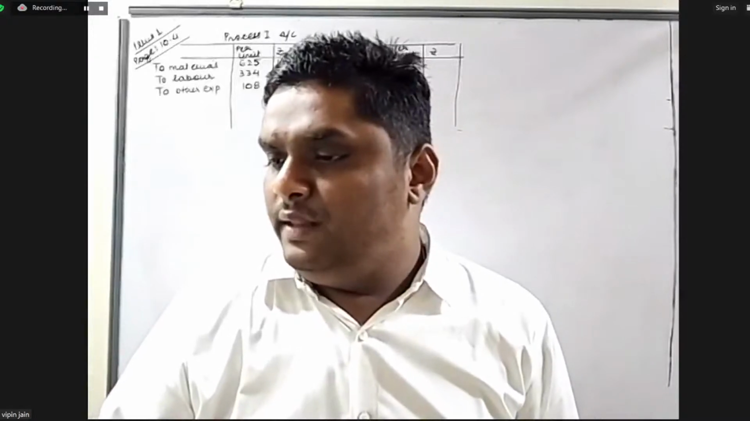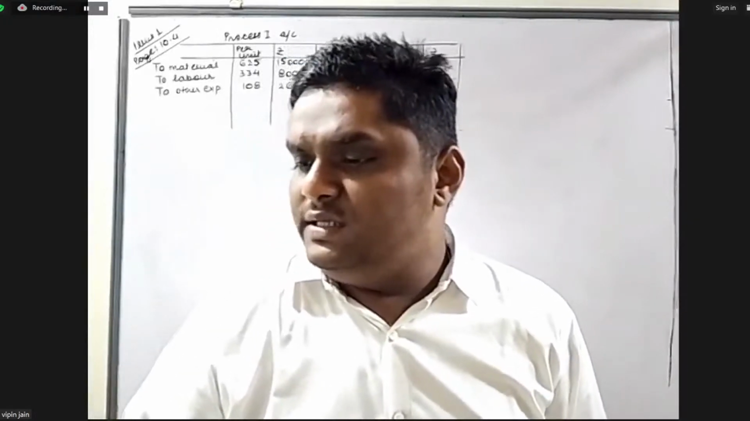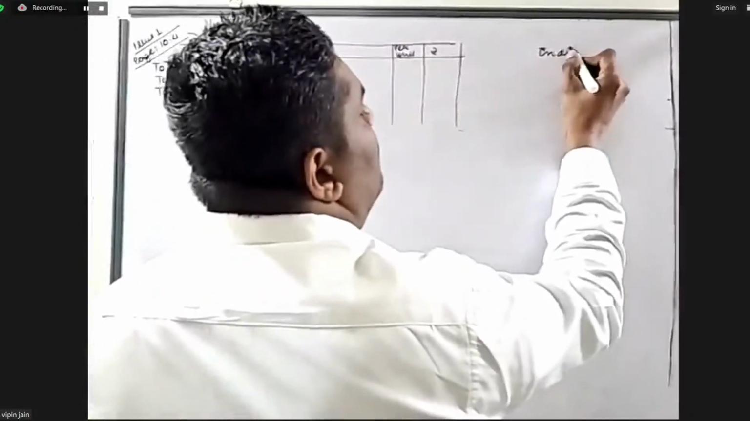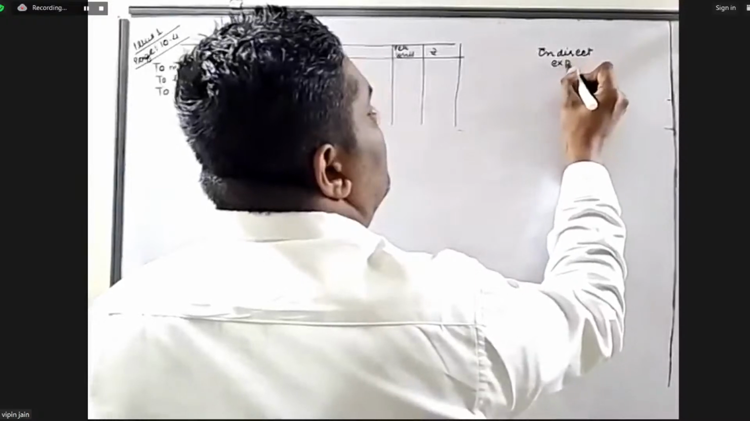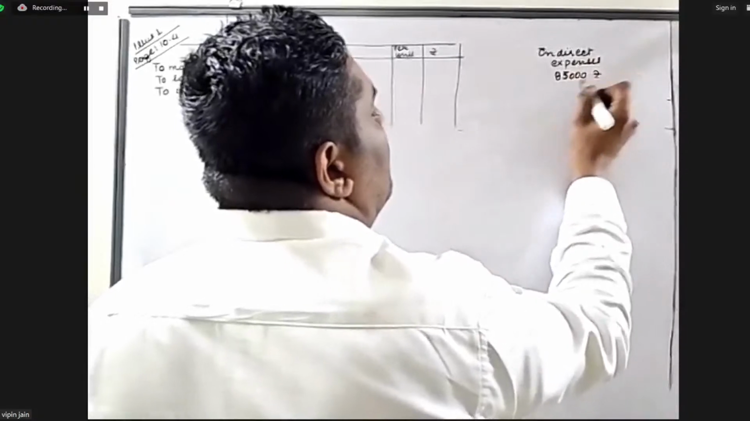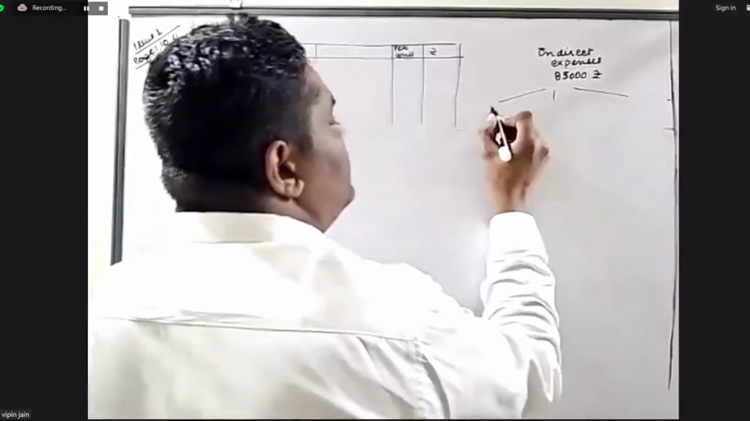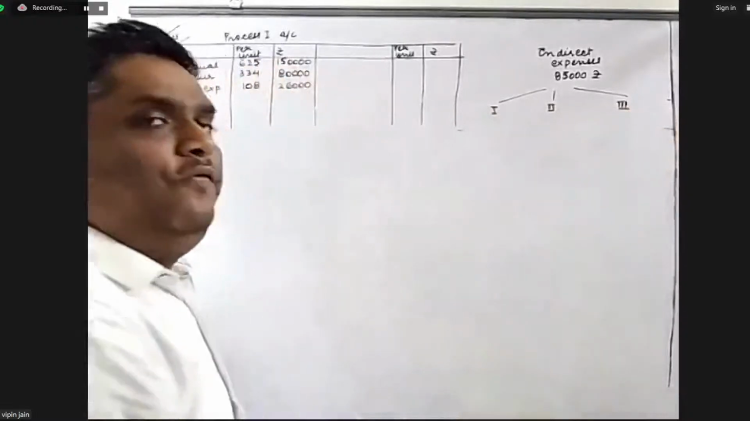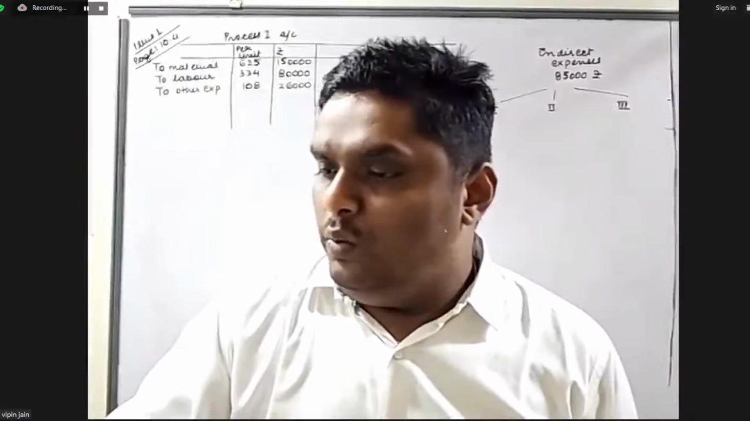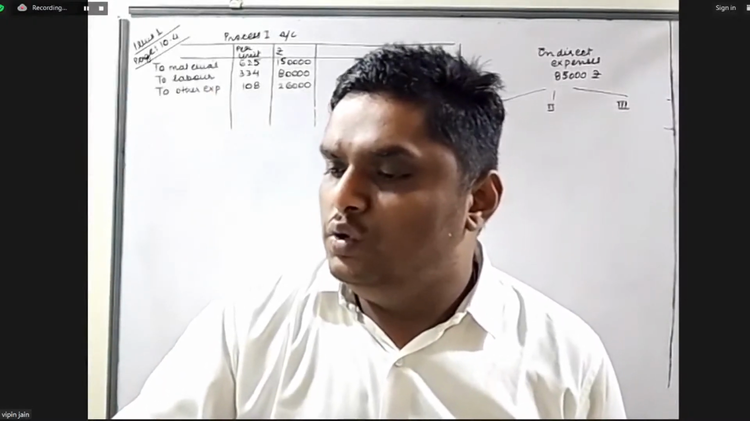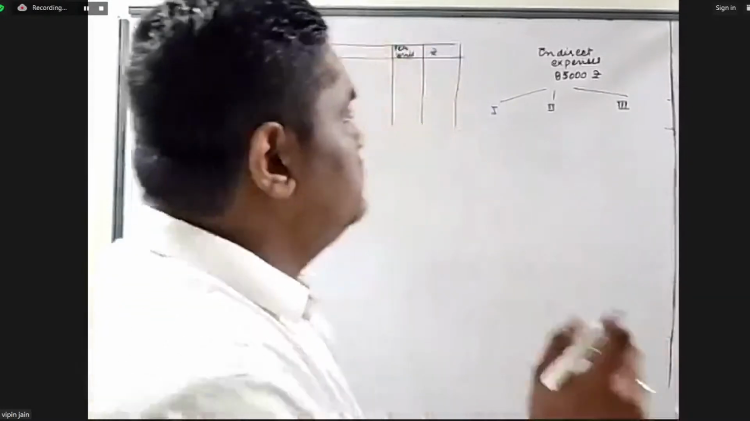Now some information is given in the question as regards indirect expenses. Herein, when talking about the indirect expenses, they are 85,000. And they are to be distributed among process first, second, and third in the ratio of direct wages. So when talking about direct wages, the ratio is 8 is to 20 is to 6.